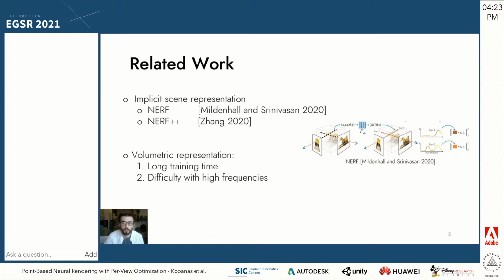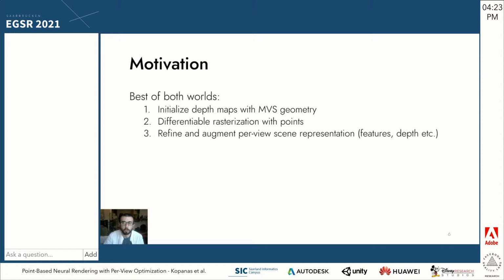We believe our method lies somewhere in the middle and allows us to get the best of both worlds. On one hand, we reuse the geometry of multi-view stereo, but on the other hand, by providing a fully differentiable pipeline, we allow our scene representation to be refined and augmented while keeping all the inductive bias that we believe is necessary to solve this extremely ill-posed problem.